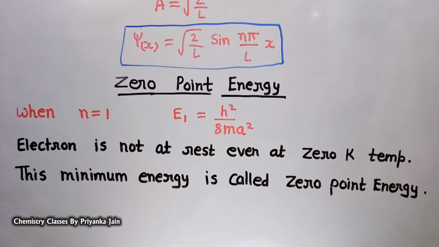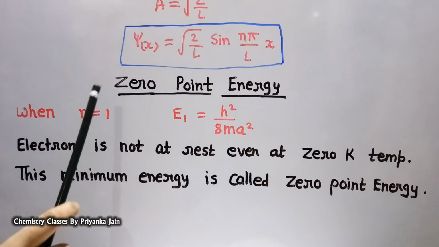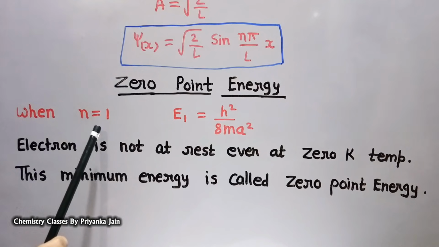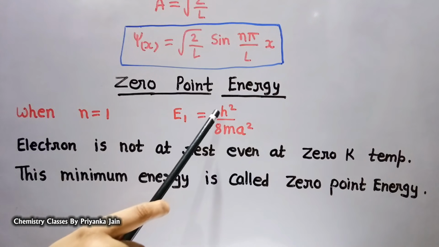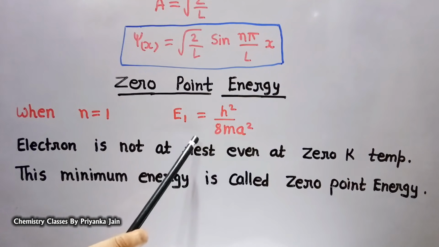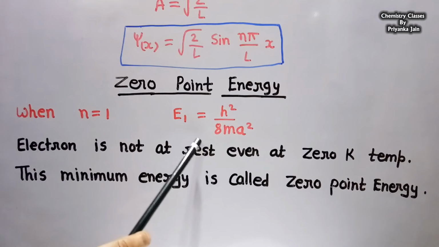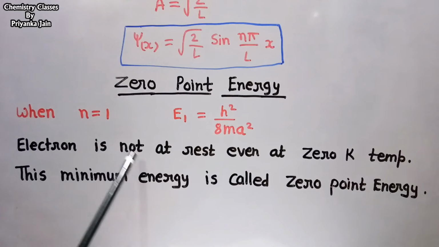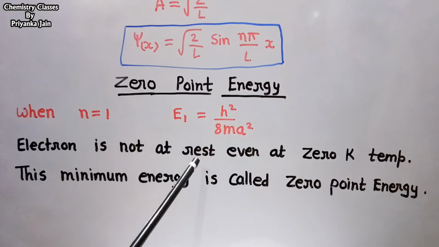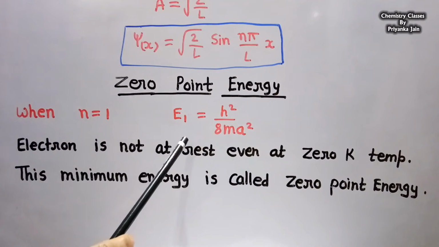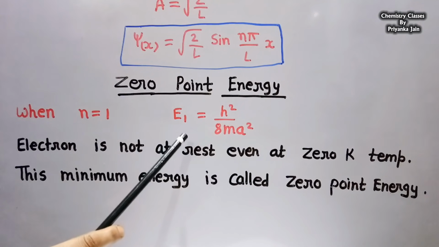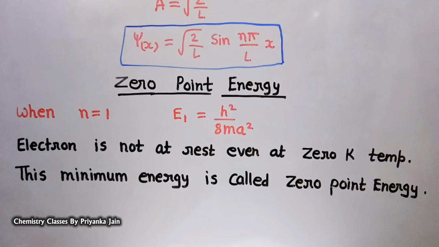Now another important term is zero point energy. What is zero point energy? When n is equal to 1, the energy is h square upon 8mL square. This is the least or the minimum energy that an electron can have. It means the electron is not at rest even at 0 degree Kelvin temperature. And this minimum energy is known as the zero point energy. So this is all about the particle in a one-dimensional box problem.